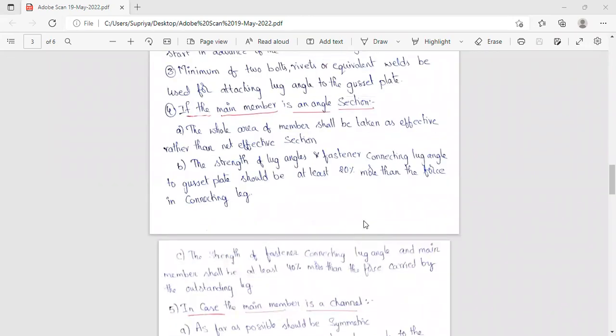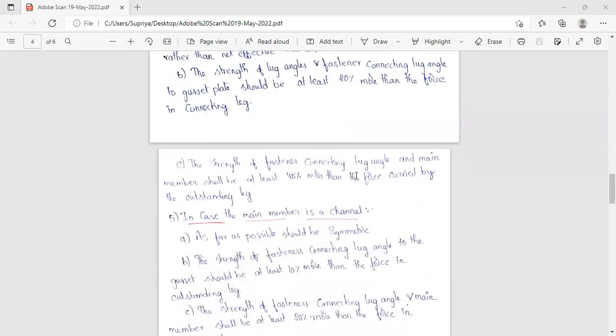Okay, three types of connections. The first connection is from the main member to the gusset plate. The second connection is the main member to the lug angle. And the third connection is the lug angle to the gusset plate. Among these three connections, if you are connecting the lug angle and the gusset plate, you have to consider 20% more force than the coming force. And while connecting the lug angle and the main member, you have to consider 40% more than the upcoming force.